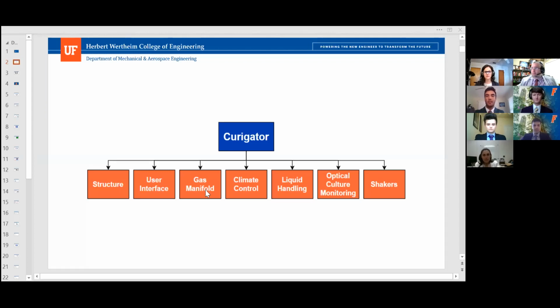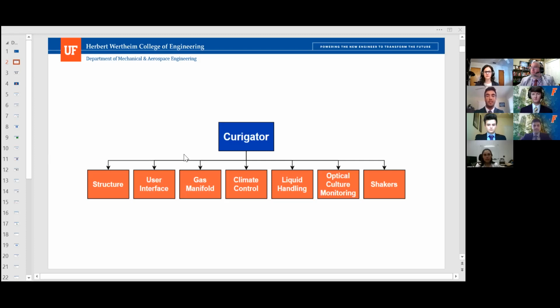So our Curigator is broken down into 7 subsystems. We have the structure, which is going to support and act as insulation for our interior mechanisms. And then we have the optical culture monitoring system. This is going to allow for our OD and FI imaging measurements to be taken. We have the gas manifold. This is going to allow for the injection and control of up to 5 different gases, as well as pressure release and the distribution of these gases throughout our system.